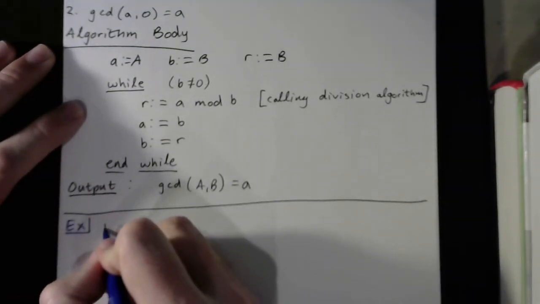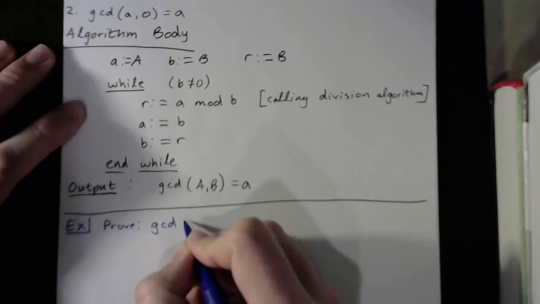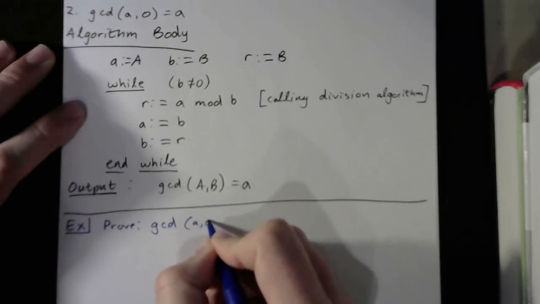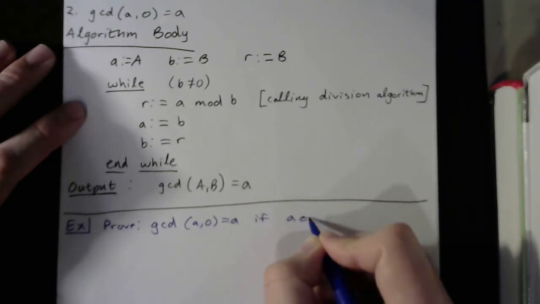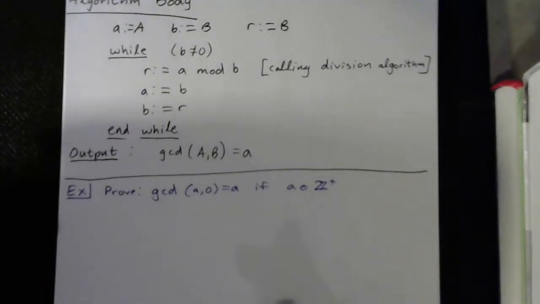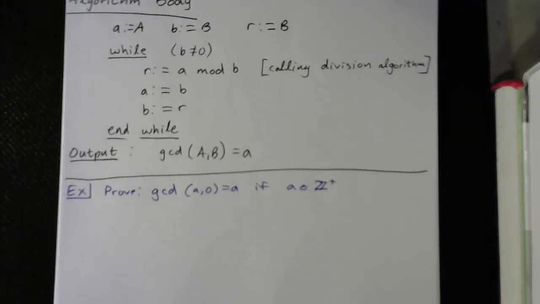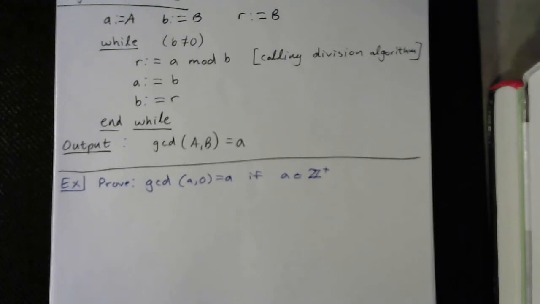So the first one we're going to do is prove that statement, the GCD of A comma 0 equals A, if A is a positive integer. Before we get into this again, you should try and do this on your own. It is possible. You're not using the division algorithm here. You're just using what we know about the definition of divides. So what does it mean to be divisible by? That's that B divides A thing.